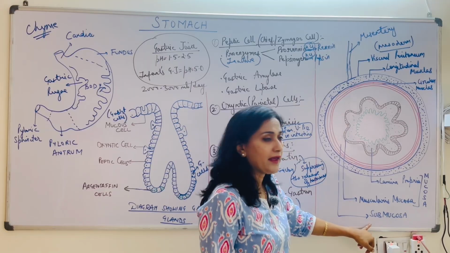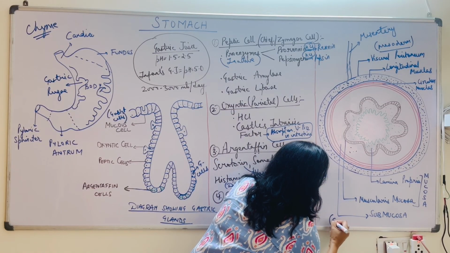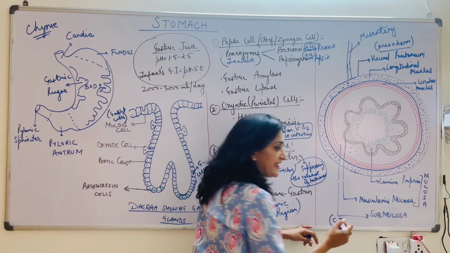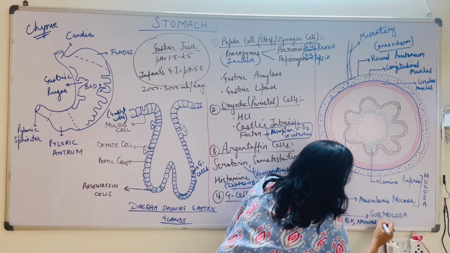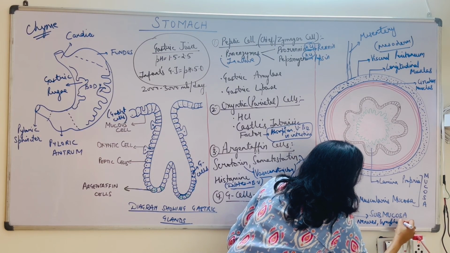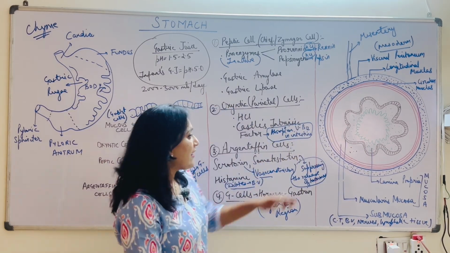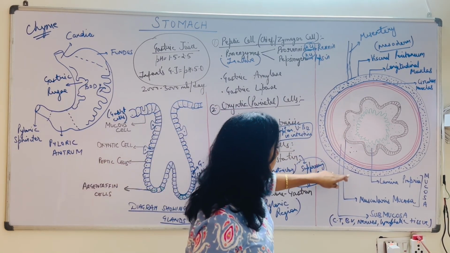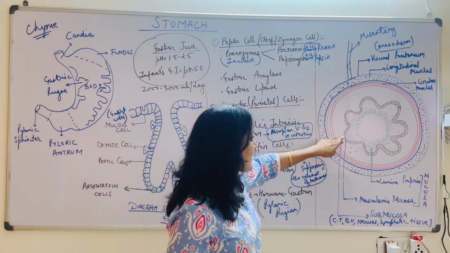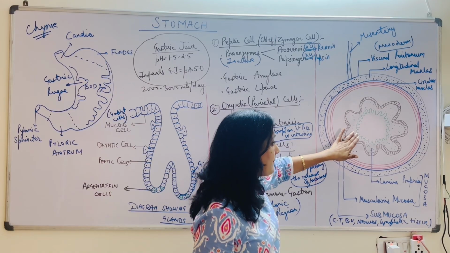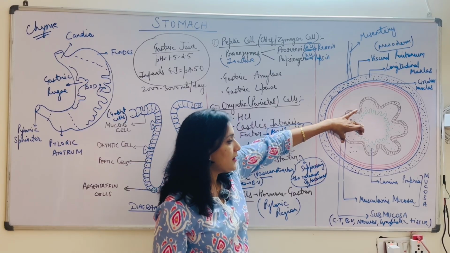The submucosa layer has loose connective tissue, which I will write as CT, it has blood vessels, nerve supply, and lymphatic tissues. So all these are the composition of the submucosa. After submucosa, there is a layer known as muscularis mucosa, and after muscularis mucosa, again we have lamina propria. So muscularis mucosa and lamina propria form the mucosal layer.